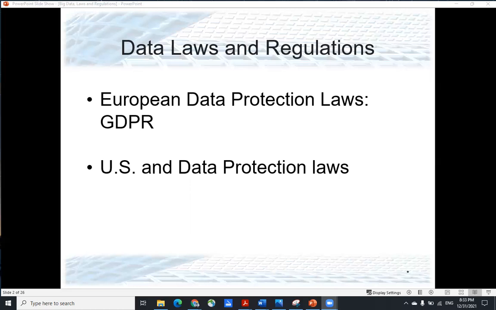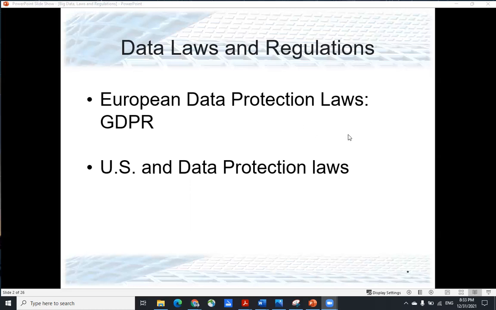So there's something called the CIA triad: confidentiality, integrity, and availability. And in order to do that, you have to take some actions. Some of those actions are the regulations or the laws that exist, which we're going to be talking about in today's lecture. The two main things that I'm going to be discussing are the European data protection regulation, which is called GDPR or Global Data Protection Regulation, and also U.S. data protection laws, federal and state laws.